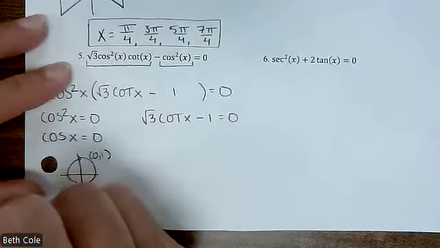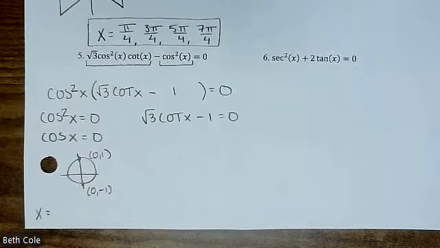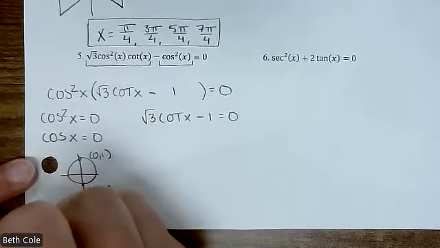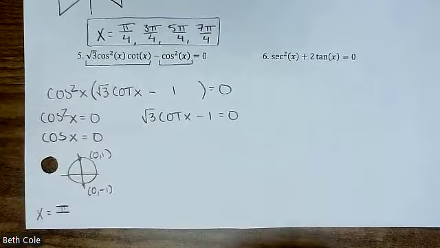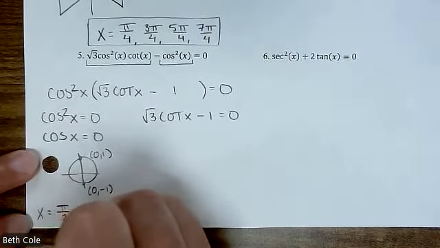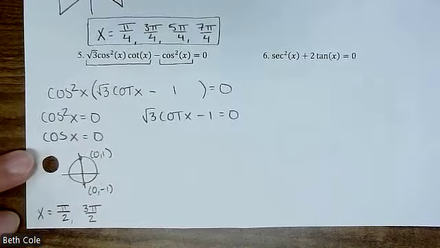And so you get 2 answers. The one at the top is pi over what? 2. Good. And the one at the bottom is 3 pi over 2.